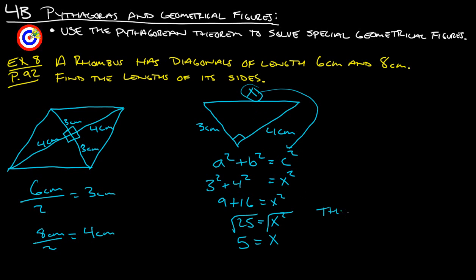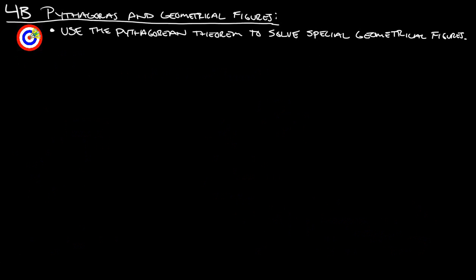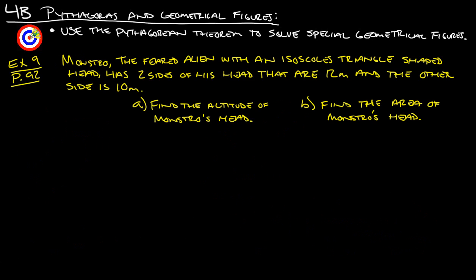Okay? So the lengths of the sides of the rhombus are 5, we're going to put our tag on there, 5 centimeters. Alright? Okay, one last example to take a look at, and that is example 9.